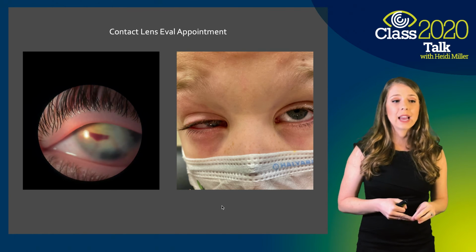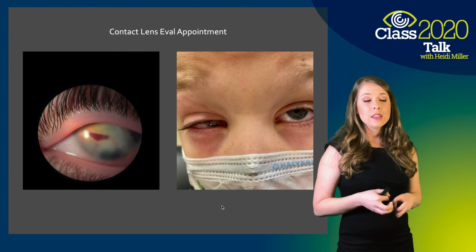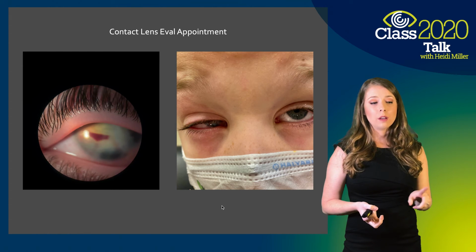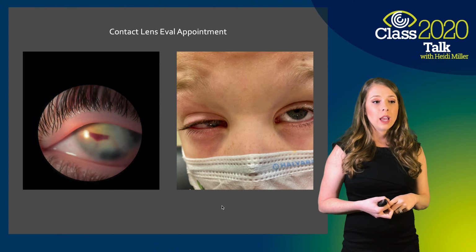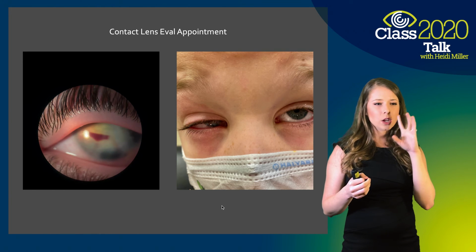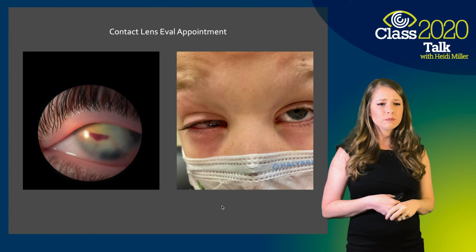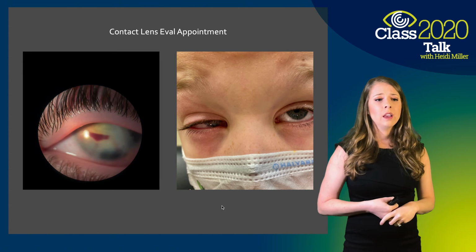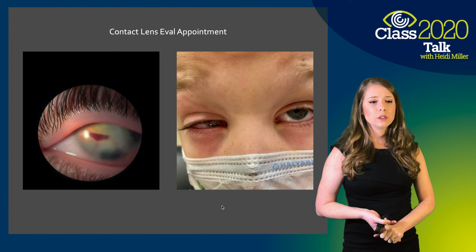When he came to his contact lens eval appointment, this is what he looked like. So he had that resolving subconj scheme there, and also kind of a corneal hemorrhage as well. It's hard to see the subconj scheme, it's over in the corner, but you can see that hemorrhaging centrally in that corneal area where the surgery occurred.